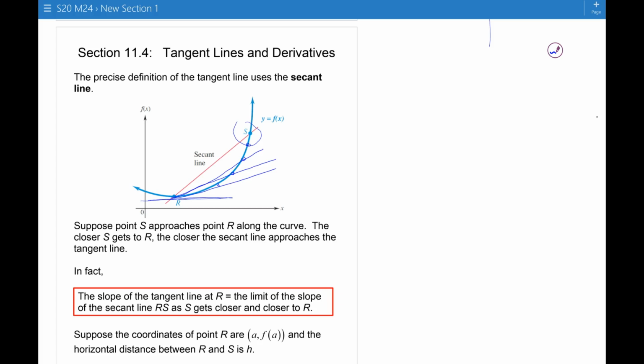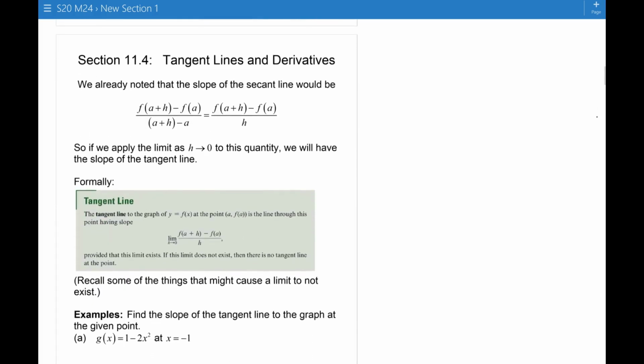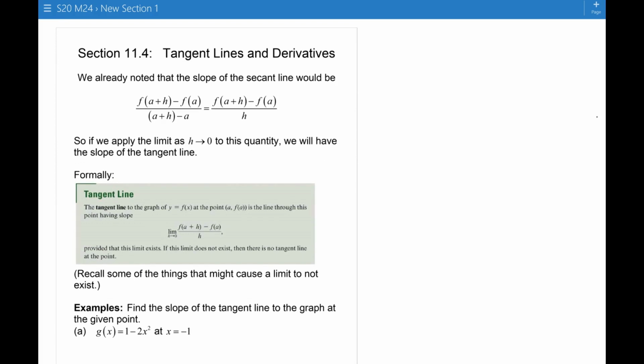So in fact, we have these 2 things that are equal. The slope of the tangent line at R is the limit of the slope of the secant line between points R and S. So if the x-coordinate of point R is A and the y-coordinate is f of A, and the horizontal distance between R and S is h, just like we've been talking about, where h is that small incremental distance, then the slope of the secant line would be this quantity f of A plus h minus f of A over h.